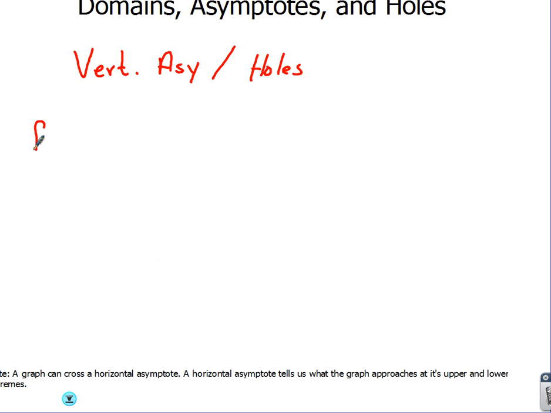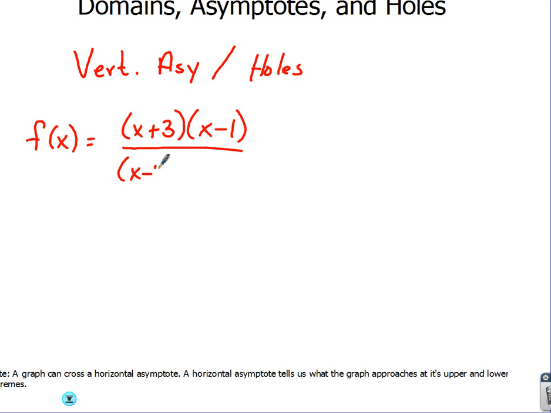If you've got the function f of x equals, and I'm going to factor this out just so it looks a little bit better, (x plus 3)(x minus 1) over (x minus 2)(x minus 4). If you graph this function, I'm not going to, just take my word for it, you've got two excluded values on the bottom here. What are those two excluded values? X cannot equal 2 or 4.